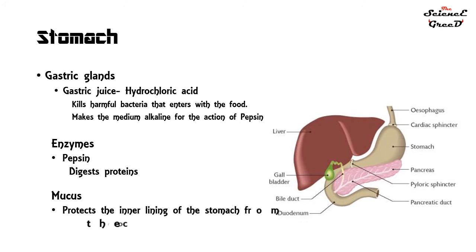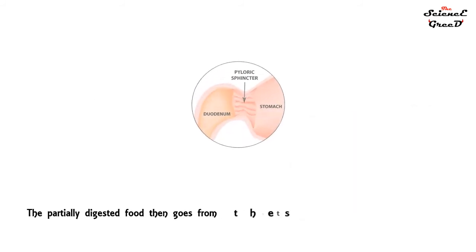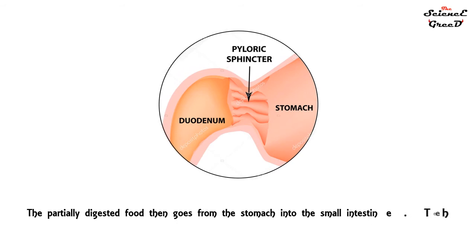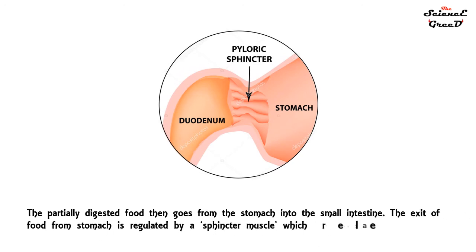If mucus is not secreted, hydrochloric acid will cause the erosion of the inner lining of the stomach, leading to the formation of ulcers in the stomach. The partially digested food then goes from the stomach into the small intestine. The exit of food from the stomach is regulated by a sphincter muscle which releases it in small amounts into the small intestine.